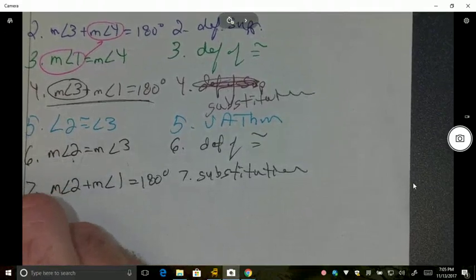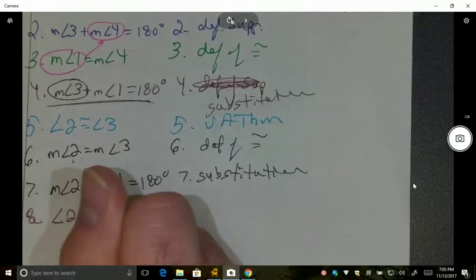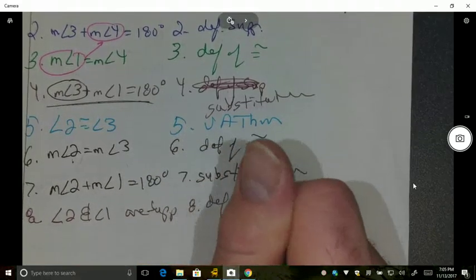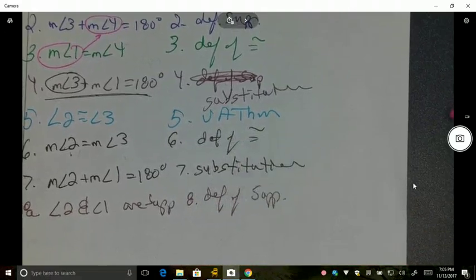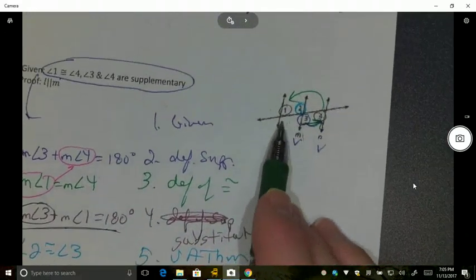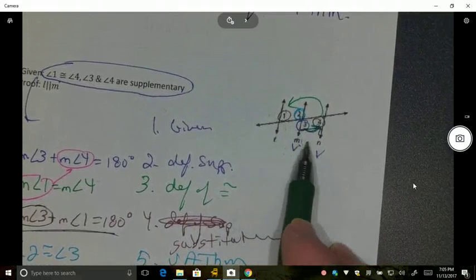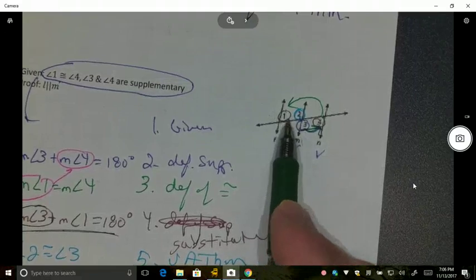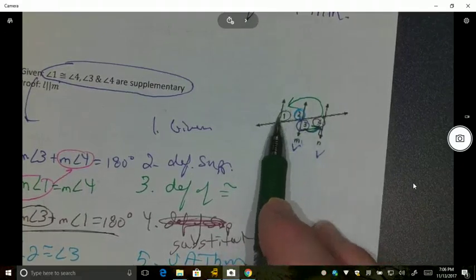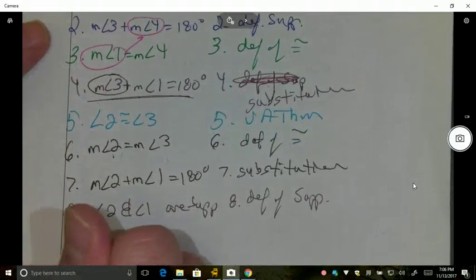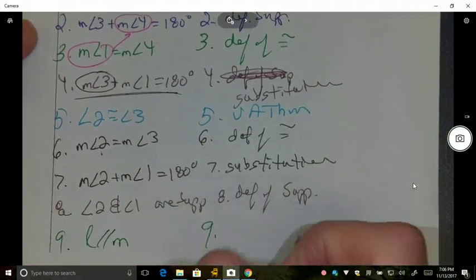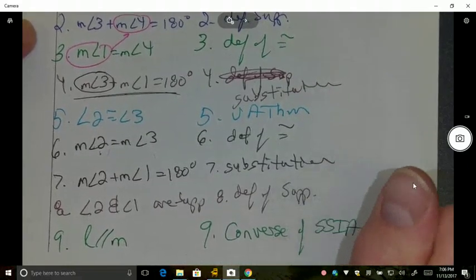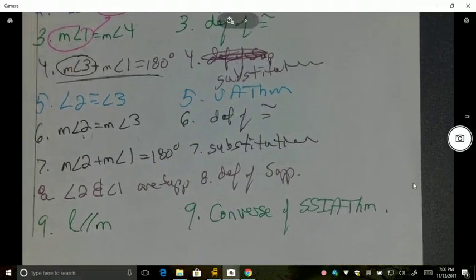Since 1 and 2 add to 180, I can say that angle 2 and angle 1 are supplementary. And that's because they added to 180, so it's the definition of supplementary. And lastly, I would expect 2 and 1 to be supplementary, because when same side interior angles are supplementary, the lines have to be parallel, and the reason is converse of SSIA theorem, same side interior angle theorem.